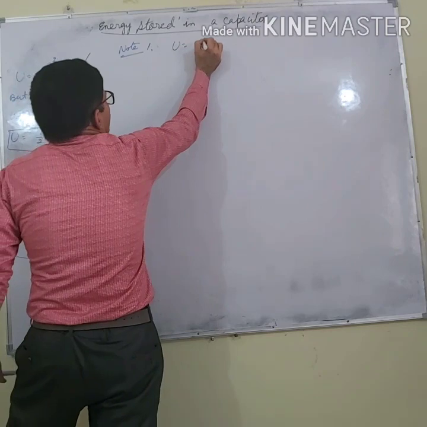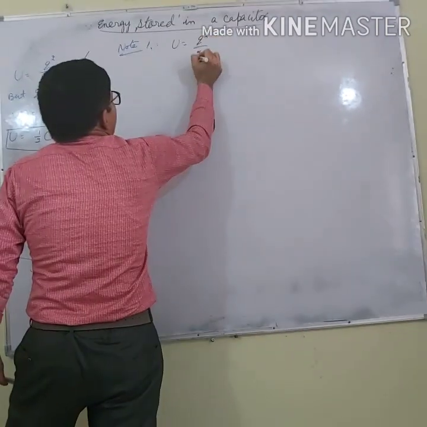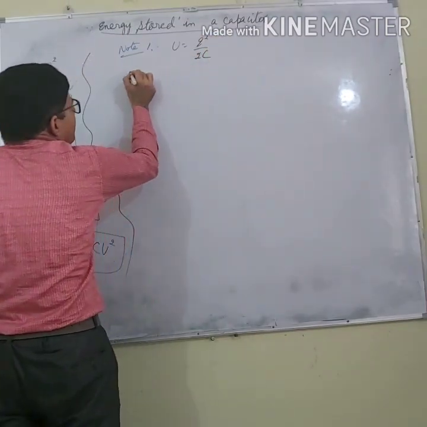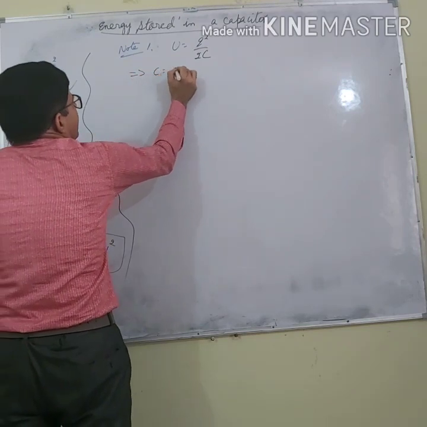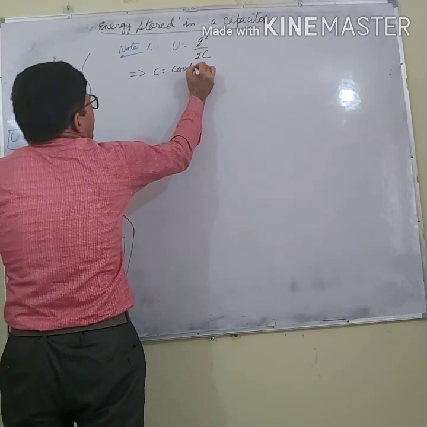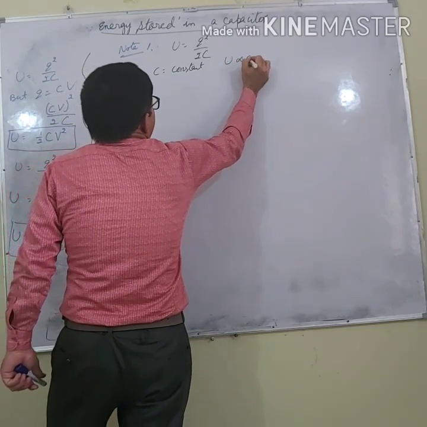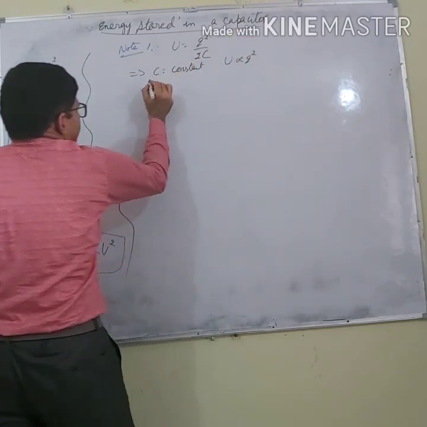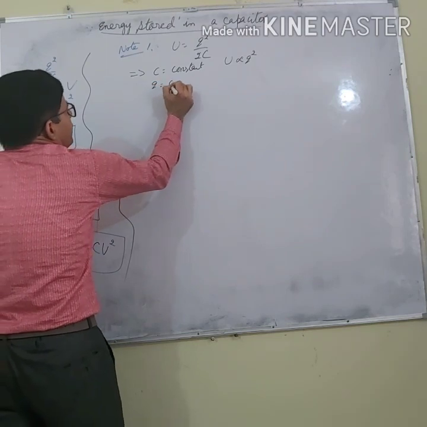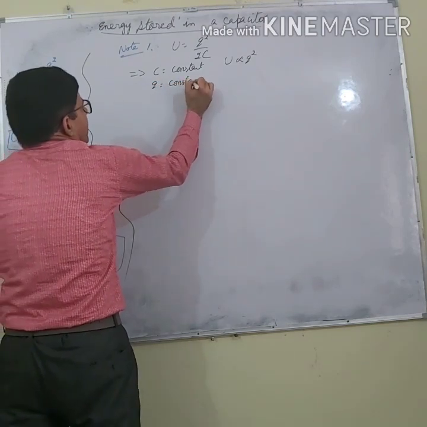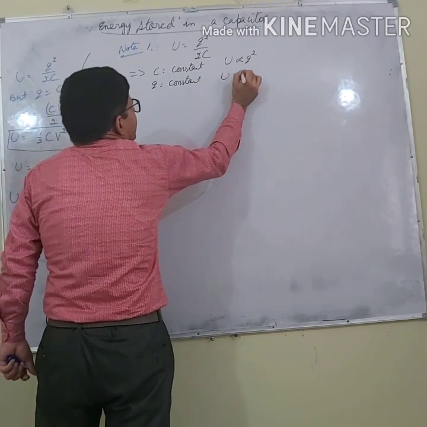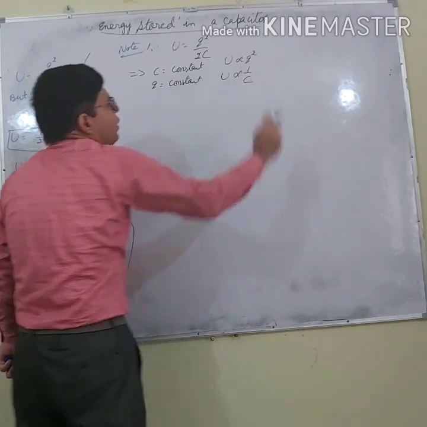Number one, U equals Q square by 2C. What does it mean? It means that if C is constant, I can say U is directly proportional to Q square. If Q is constant, I can say potential energy is inversely proportional to C.